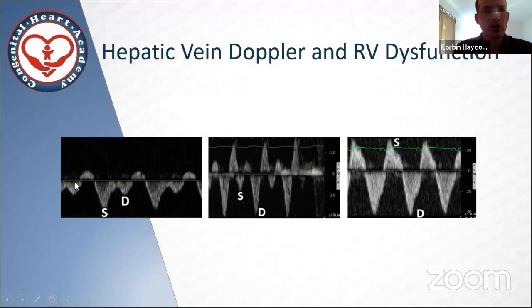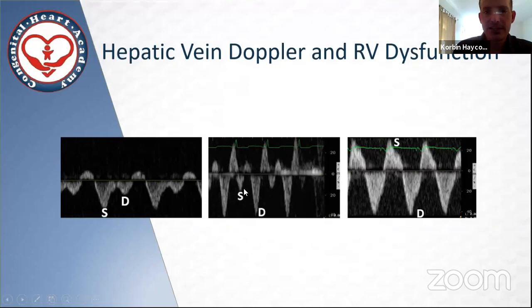So the pattern as we go from good RV function and no venous congestion to venous congestion and bad RV function is we have a smaller A wave, an S wave, the key thing, the S wave being bigger than the D wave, okay? And then as the right atria loses its ability to relax as well because it's distended and a little congested itself, you'll get a large A wave as more blood is refluxed back up into the hepatic vein during atrial contraction. We lose the atrial augmentation of the S wave. So the S wave then becomes less than the D wave, okay?